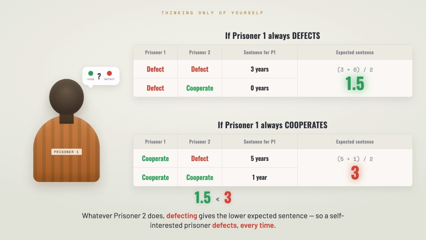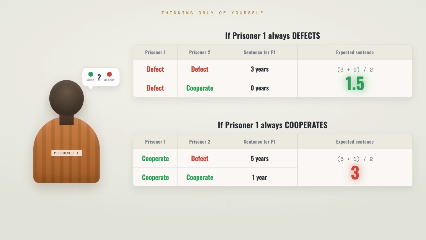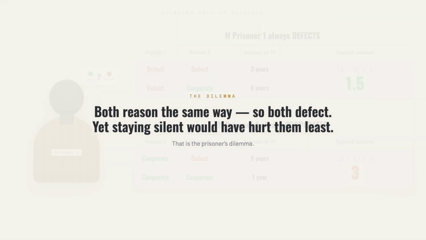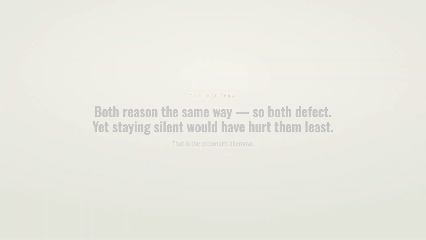This reinforces the common belief that people should always act in their own self-interest, even if doing so comes at the expense of others. But this will lead to prisoners betraying each other and earning 3 years of prison sentence each. Whereas if both had stayed silent and cooperated, then it would have resulted in an even lesser prison sentence. This is the prisoner's dilemma.